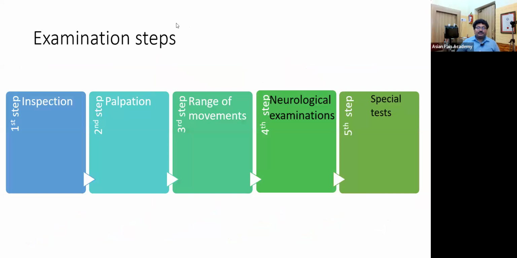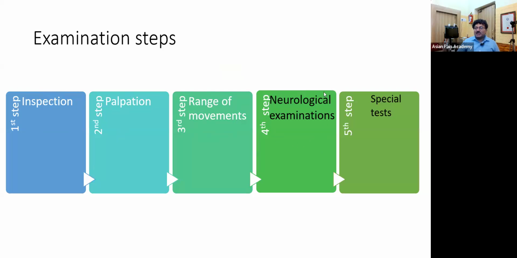Now coming to the examination steps. First of all, inspection, then palpation, then range of movement examination, then neurological examination, and then special tests. So in the inspection, you try to find out, is there any skin change or not? What is the gait of the patient? Whether the patient is bending forwards or backwards? What are the problems with the range of movement? Is the pain increasing with forward bending or backward bending?